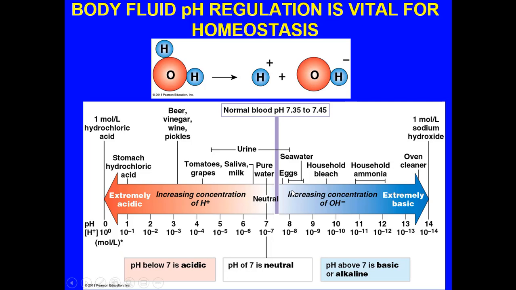Let's go to the other side. The pH of eggs is slightly above 7.45, because here's the blood pH, 7.35 to 7.45. Seawater varies in its amount, but remember that seawater has a lot of salts and other dissolved minerals in it. Then we get up to household bleach, which is about 9.5. Household ammonia ranges from slightly below 11 to slightly above 12. You're really getting basic now, and then you get to oven cleaner, which is basically some type of sodium hydroxide compound that is extremely basic at about 13.3, and then 1 mole per liter of sodium hydroxide is at a pH of 14. This direction above 7 is basic or alkaline. This direction below 7 is acidic.